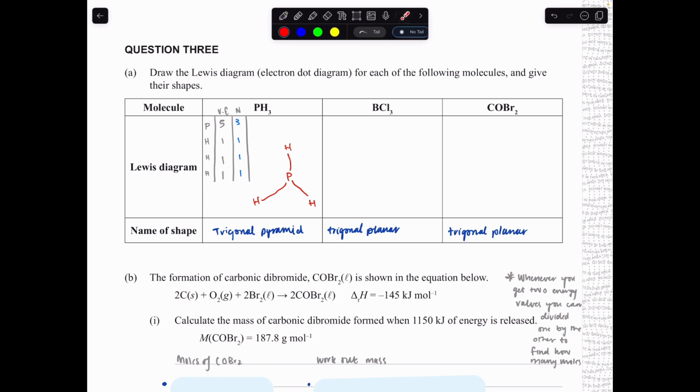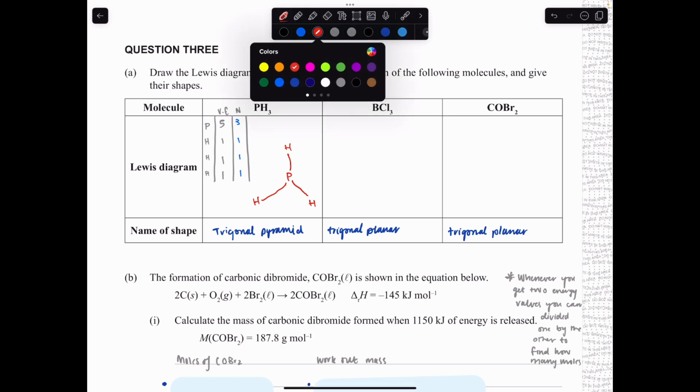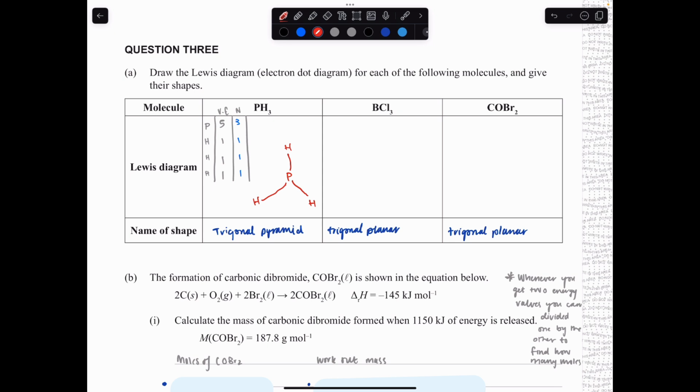The next thing I need to do is make sure that every atom is happy. So I have to check if phosphorus has 8 electrons around it. I want you to know that one of these bonds is worth 2 electrons. So currently it has 1, 2, 3, 4, 5, 6, 7, 8. Now it's happy. I've added some lone pairs of electrons. So now it satisfies the octet rule.